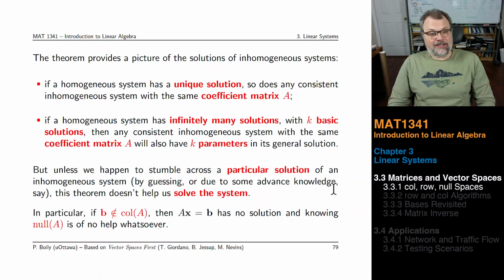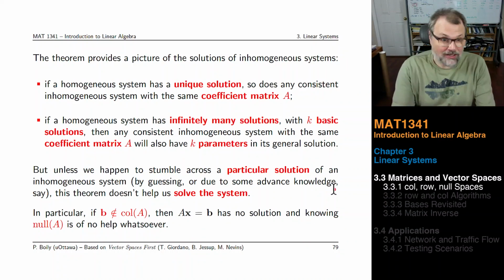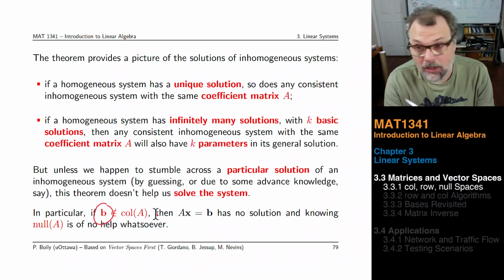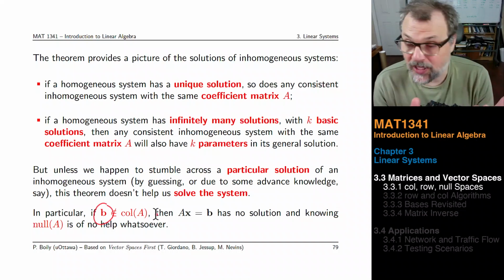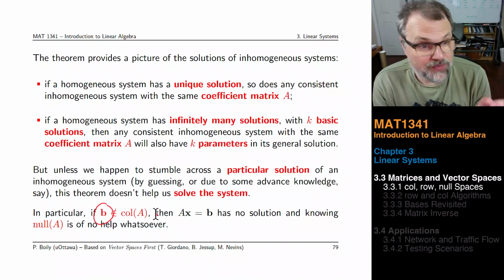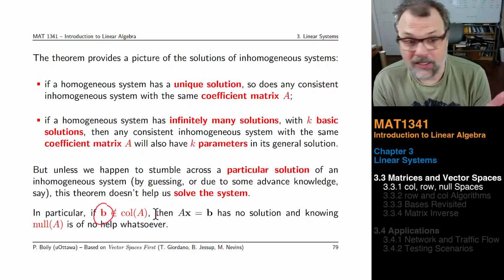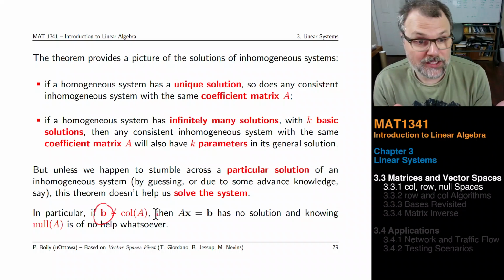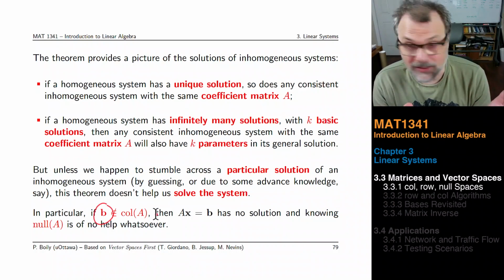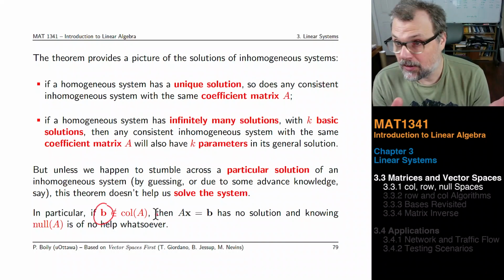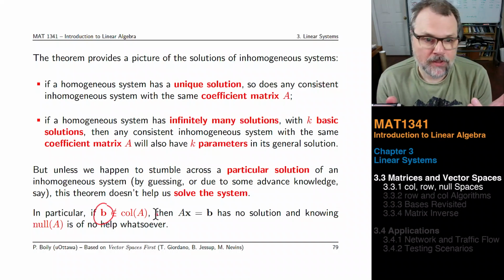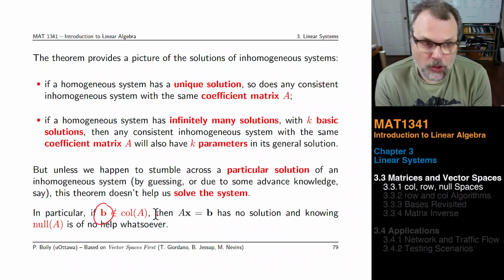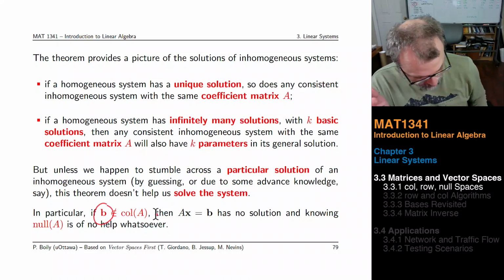Well, what does it mean to be consistent? The constant vector B has to be in the column space of A, right? Because we saw that A times X is a linear combination of the columns of A. And if B is not in the column space of A, then AX equals B cannot have a solution because A times X cannot be written as B. B is not a linear combination of the columns of A. So if that's the case, there's no solution, and knowing the null space of A doesn't actually do anything.